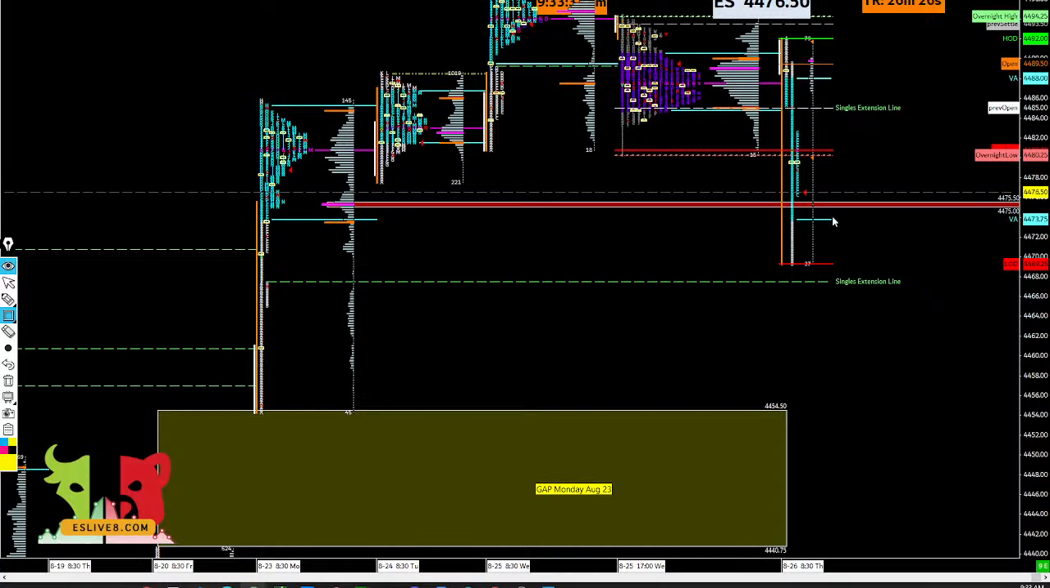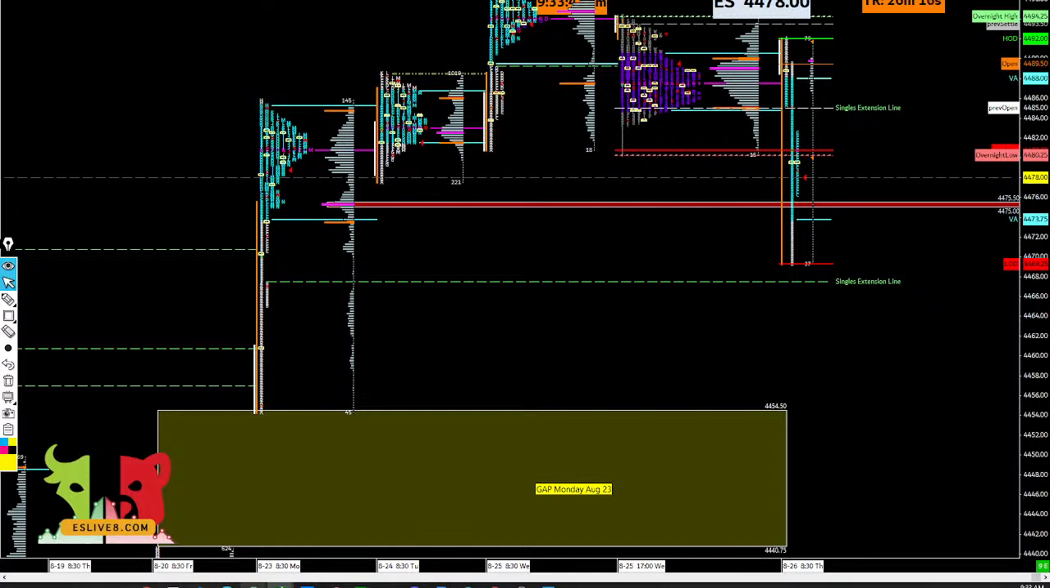So let's see if I can put a short on here. I'm going to put a short on 77. I talked about it before. I want to see the 77 hold. I just got executed 77.75 short.